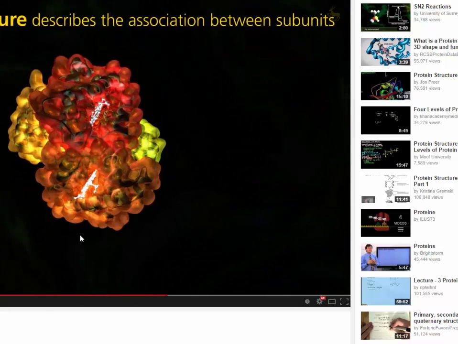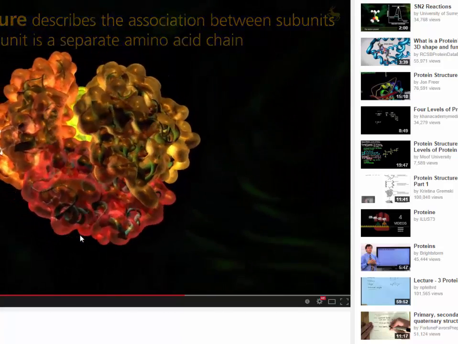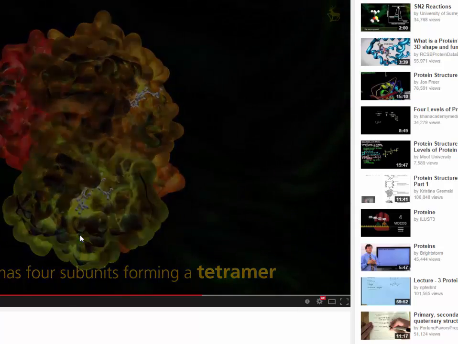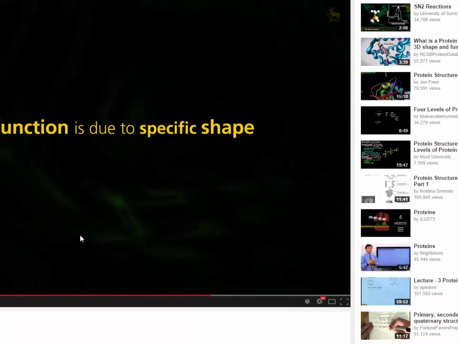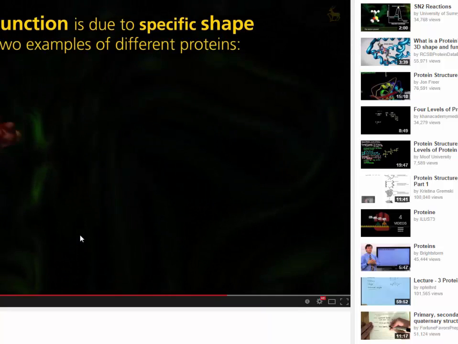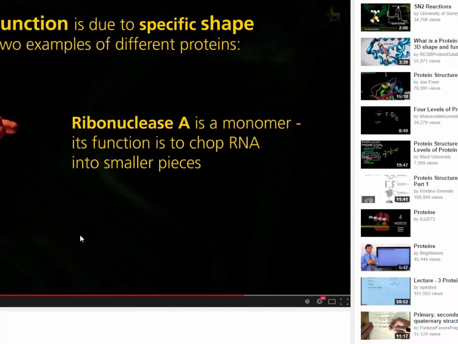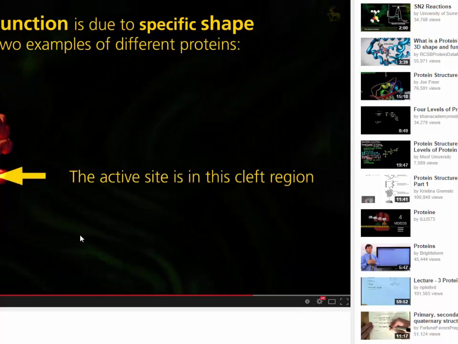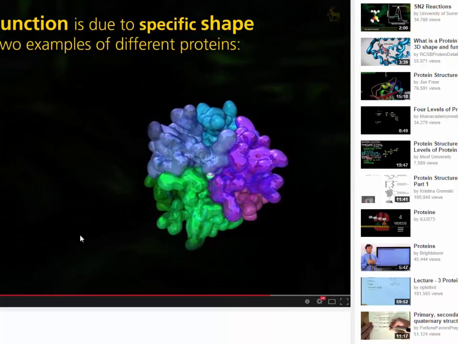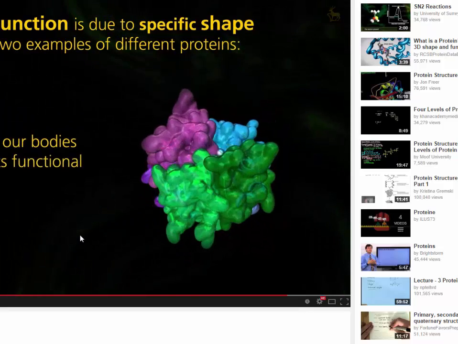Quaternary structure describes the association between subunits. Each subunit is a separate amino acid chain. Hemoglobin has four subunits, forming a tetramer. Specific function is due to specific shape. Here are two examples. Ribonuclease A is a monomer. Its function is to chop RNA into smaller pieces. The active site is in this cleft region. Insulin is another example. It is stored in our bodies as a hexamer, but its functional unit is a monomer.